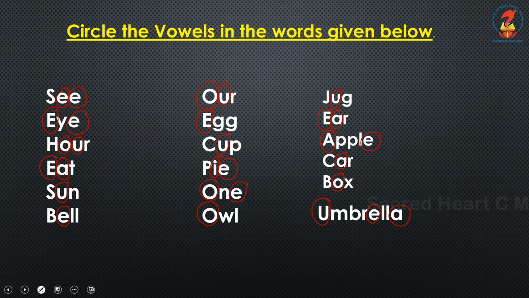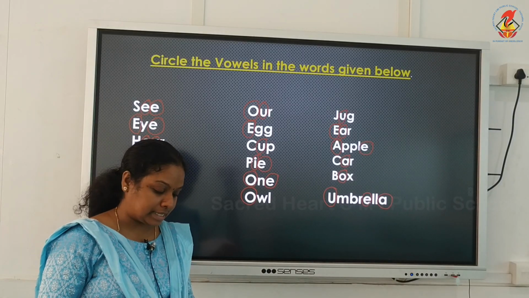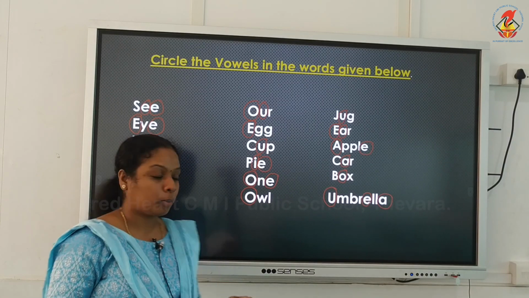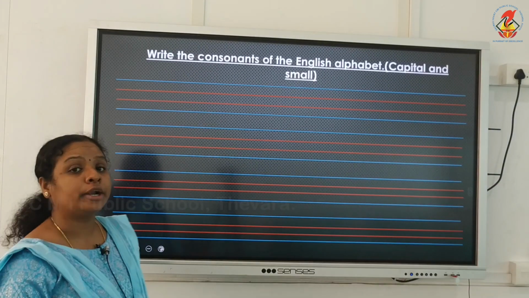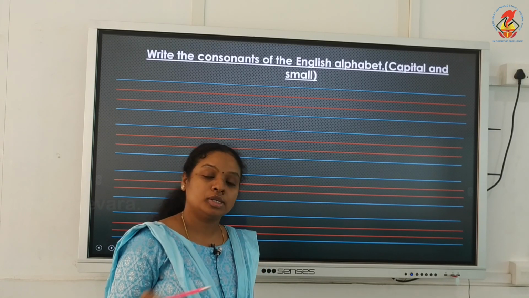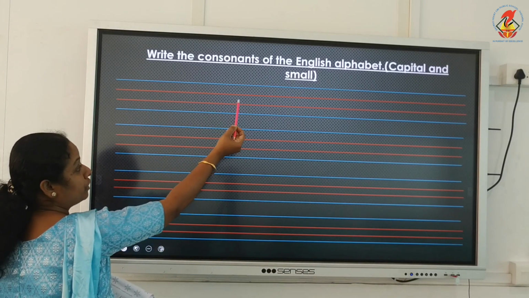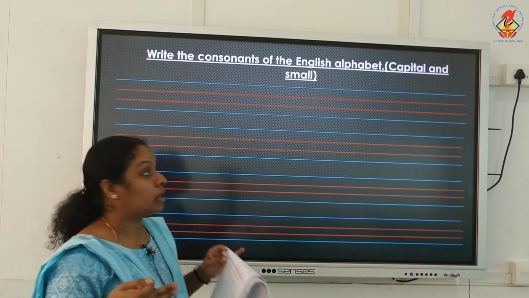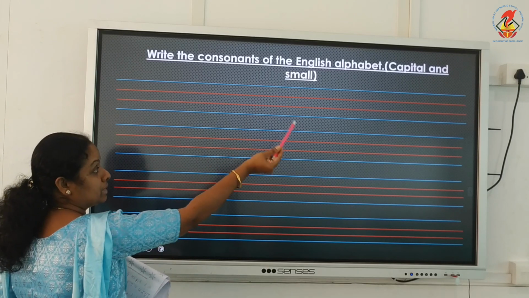Okay. Now shall we do the next exercise? In page number 47 itself, write the consonants of the English alphabet. Okay, children. You have already learned how to write cursive capital and cursive small letters. What you have to do is write the consonants of the English alphabet. Just now you have learned which are the consonants, isn't it? Those letters you have to write, both capital and small.